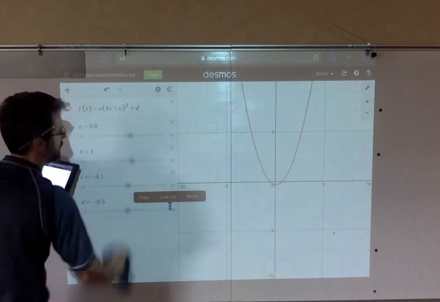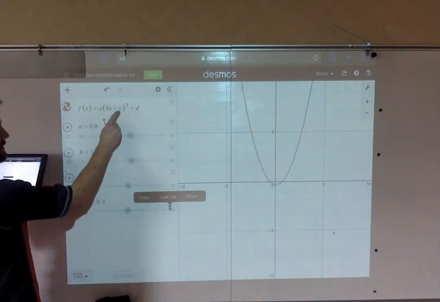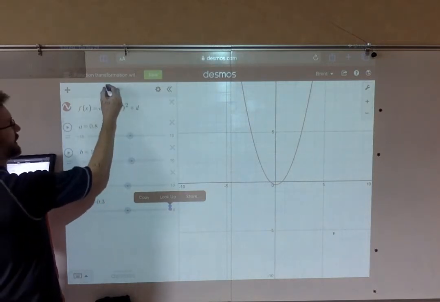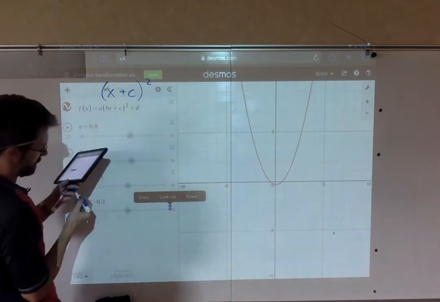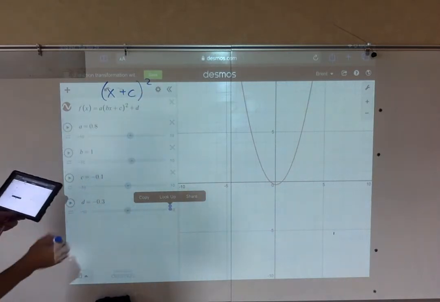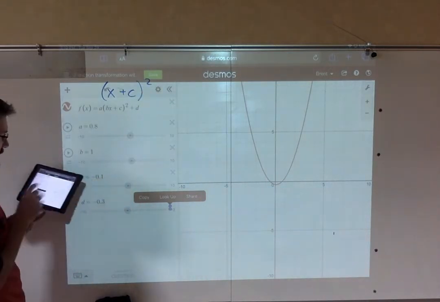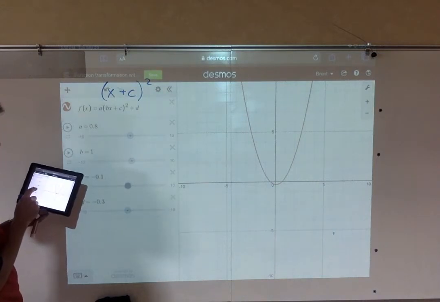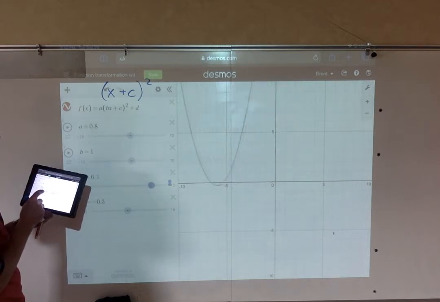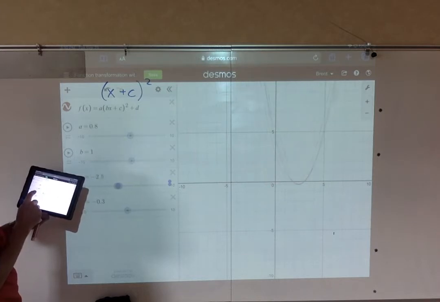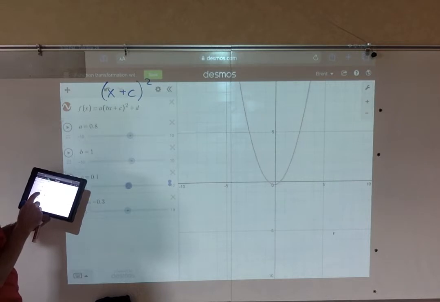Now I'll focus on the number being added on the inside, so x plus c, squared. If I use this slider to manipulate that, as I make that number bigger, as I add a positive number, it moves to the left. And as I change it to negative, so minus a number, it moves to the right. So it's the opposite of what you would think.